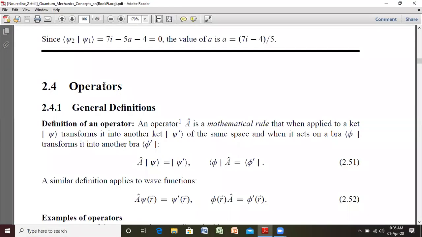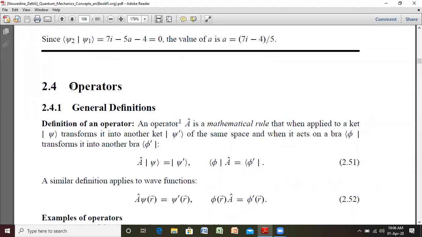Okay, operators. What are the operators? What is their mathematical definition? You know, in classical mechanics, you have dynamical variables like momentum, like angular momentum, like kinetic energy. So they define different properties of a moving object. But how can one define these properties in quantum mechanics?